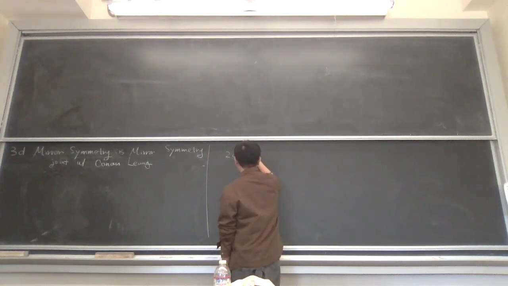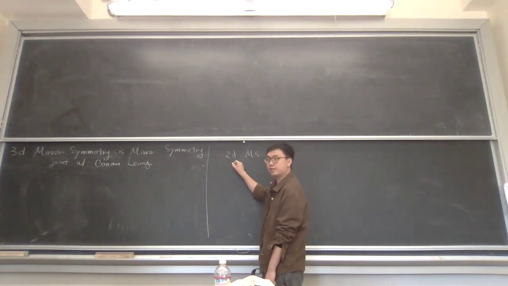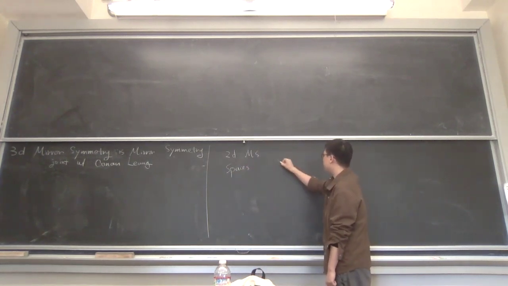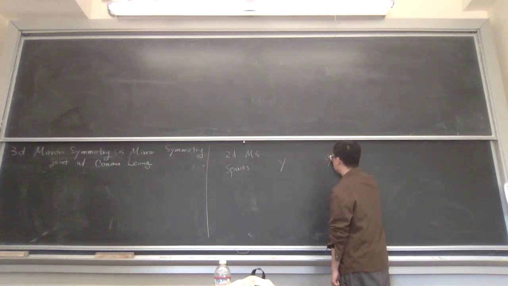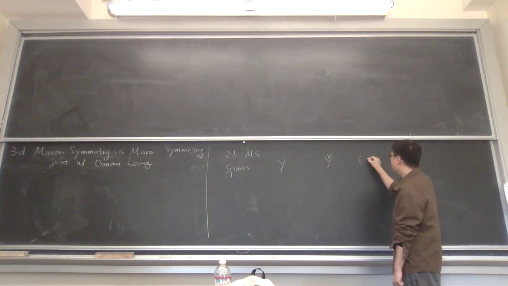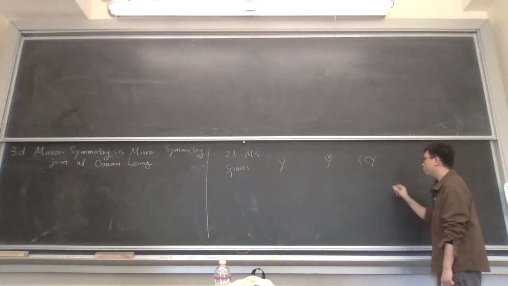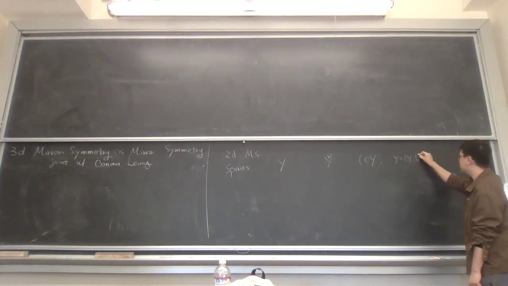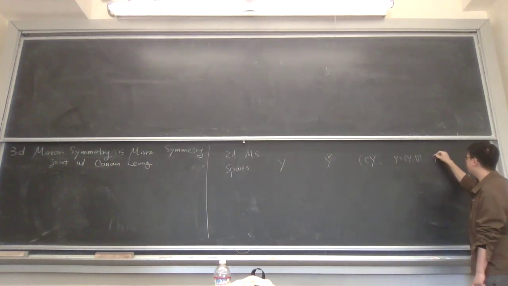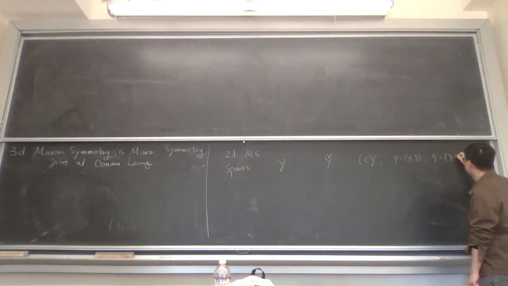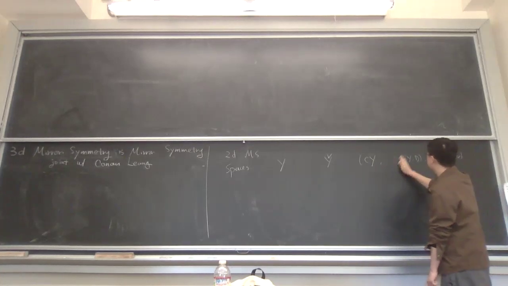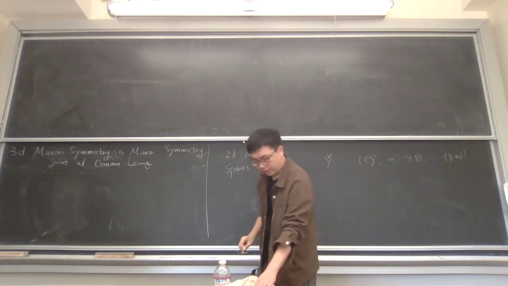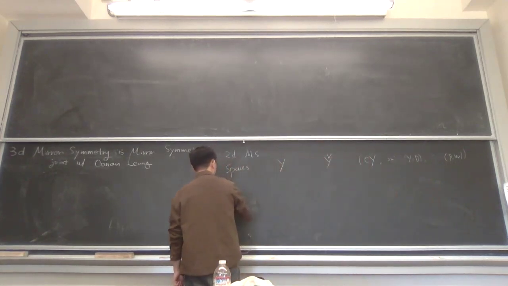So 2D mirror symmetry. We have the spaces Y and Y hat. They will be Calabi-Yau manifolds, or in general, Y may be some Kähler manifold with some anti-canonical divisor, and then Y hat will be some Landau-Ginzburg model, or more general. And we'll talk about the branes.